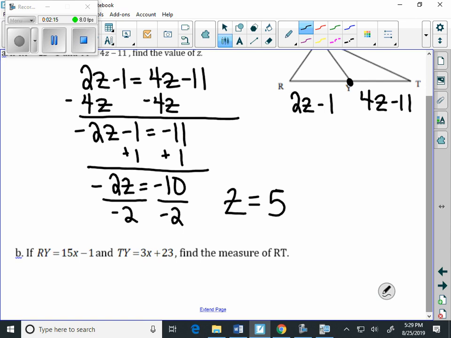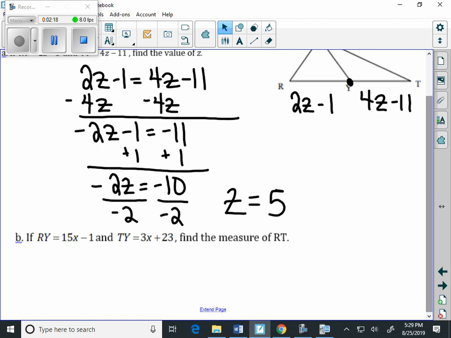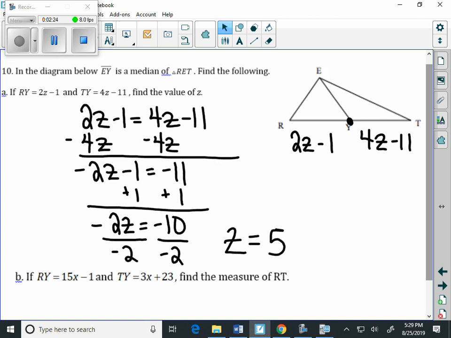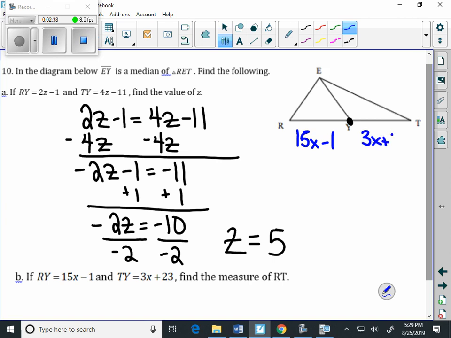Same picture here, some different information. This time it says if RY equals 15x minus 1. So now I have to erase this. RY equals 15x minus 1. And TY equals 3x plus 23. We want to find the measure of RT this time. So we want to find the entire length here of that side of the triangle RET. But we can start by figuring out the value of x.